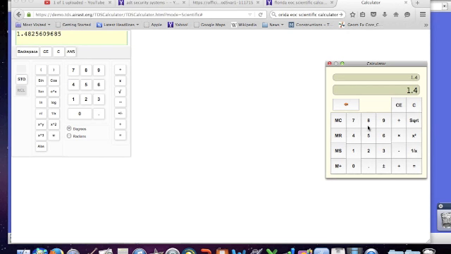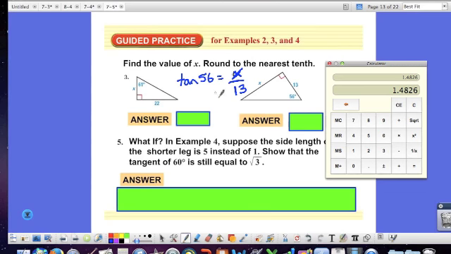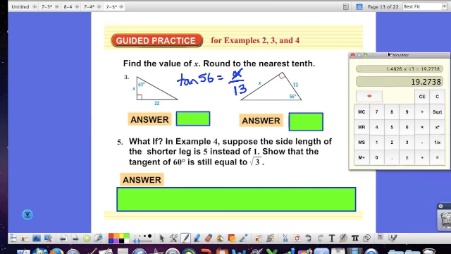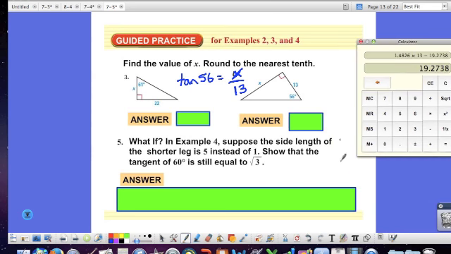You could just still use that calculator, but I'm switching back and forth so you can follow along. It's that number, 1.4826, rounding. So that number, it's in my calculator, times 13 is 19 point, that's going to round to 19.3. And that is the correct answer.